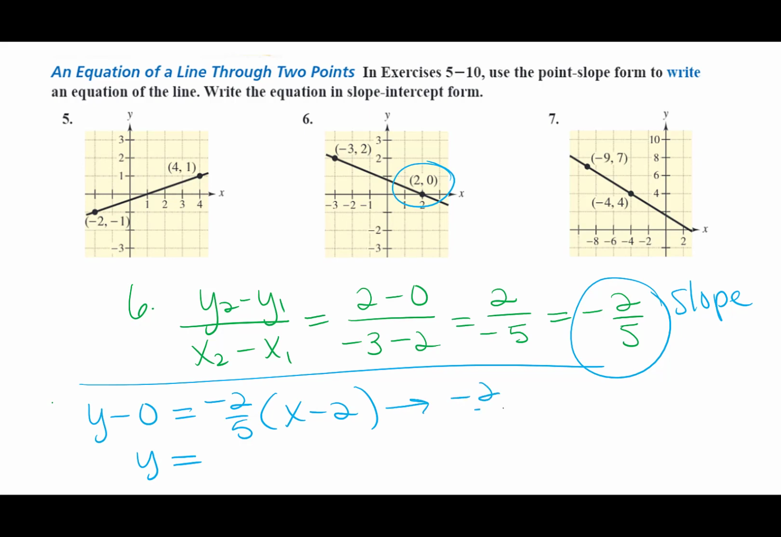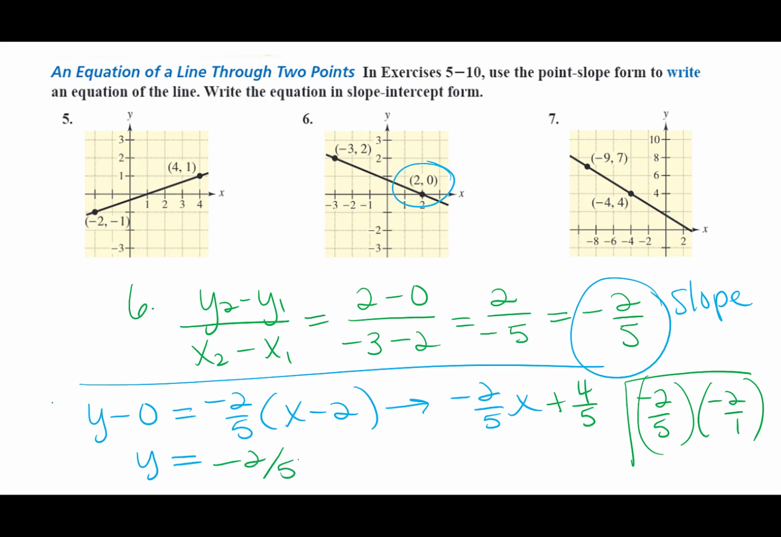This will be -2/5 x. And then when we multiply, I'm going to come over here and do that math. -2/5 times -2 over 1. -2 times -2 is +4. And then 5 times 1 is 5. And so this will be 4/5. And so our equation is y equals -2/5 x plus 4/5.